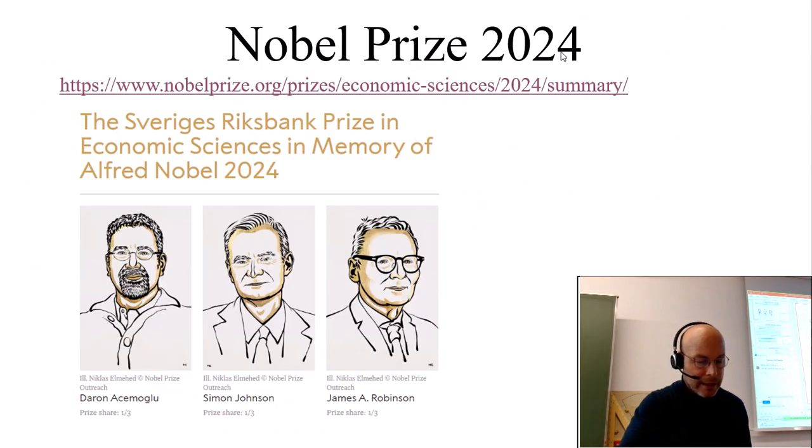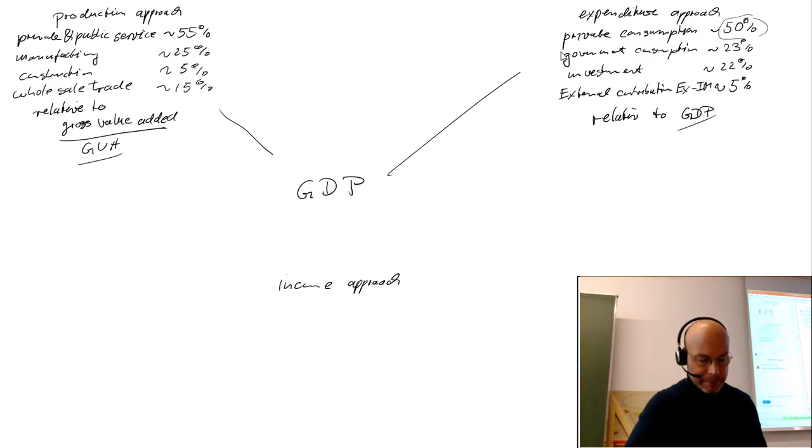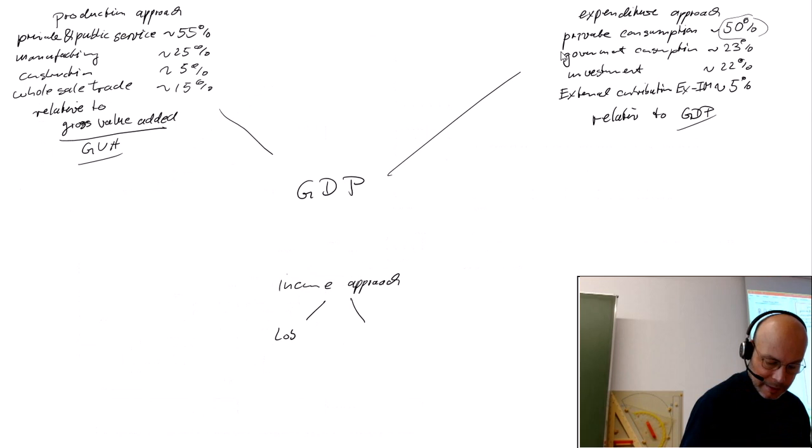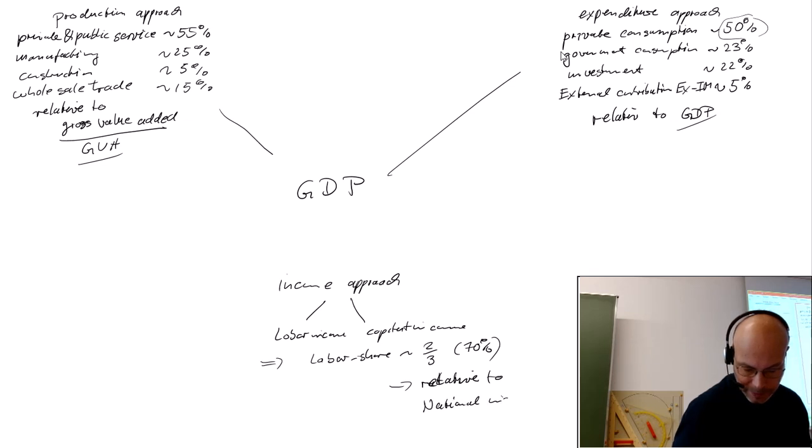And the last one, the income approach. This was this diagram, and this was the distinction between the income coming from the two main production factors, labor and capital. So, labor income and capital income. And then we had the labor share of roughly 2/3 or 70%, and this is relative to national income.